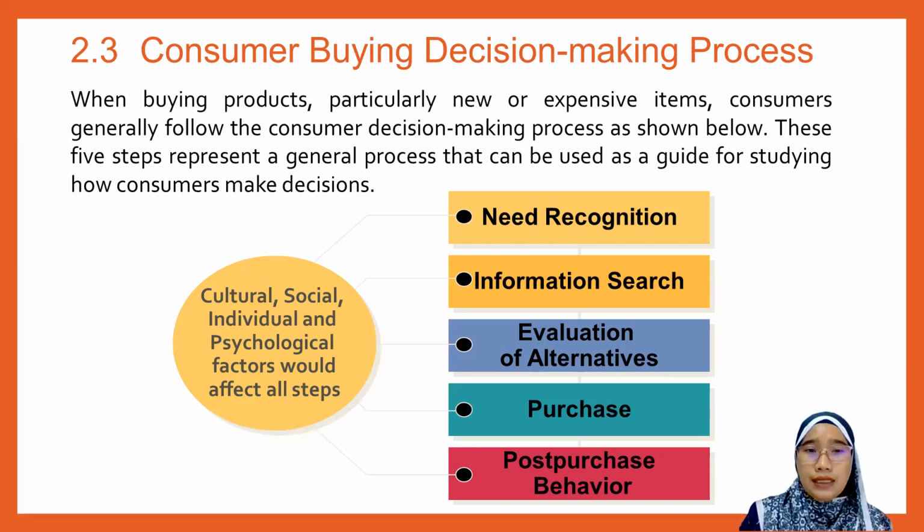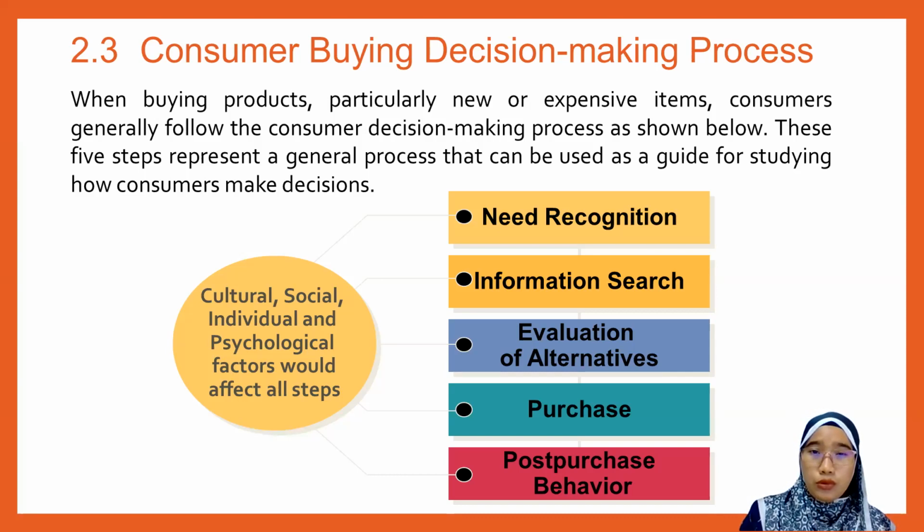Okay, and these 5 steps represent a general process that can be used as a guide for studying how consumers make decisions. Okay, and this is the traditional punya model lah. I want to highlight that the factors tadi, cultural, social, individual and psychological factors, would affect all of these steps.